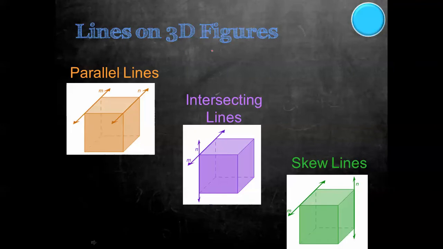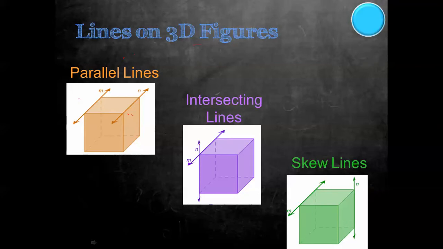There are three types of lines on 3D figures. Two of these lines are contained in a plane. First of all, we have parallel lines, and these are lines that are parallel to each other. For example, M and N are parallel. They will never intersect. And they can be contained in a plane. M and N are both contained by the top plane. Those are both lines on the top plane.